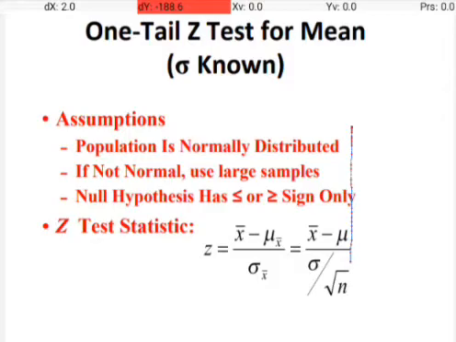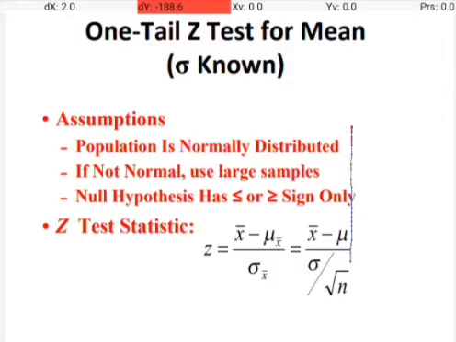Now let's talk about the assumptions behind the one-tail test. One of the assumptions is that the population is normally distributed. As I mentioned earlier, when the sample is more than or equal to 30, they assume that the population is normally distributed. So the same assumption goes for the one-tail Z test. Another thing is, if not normal, use large samples.